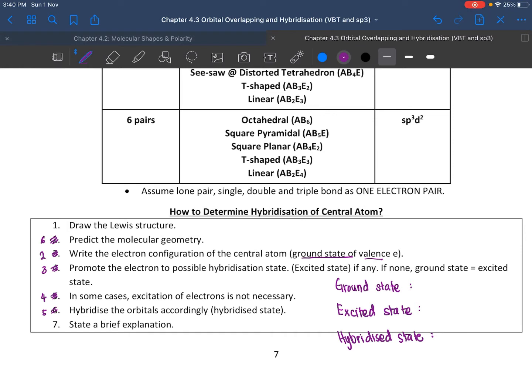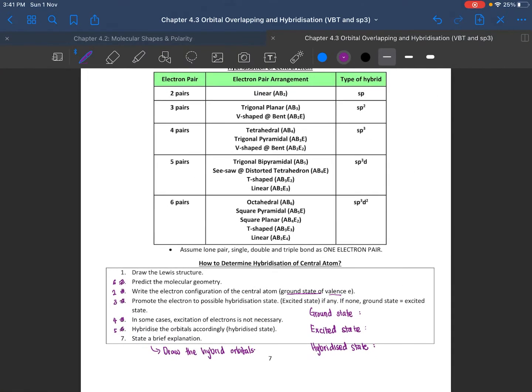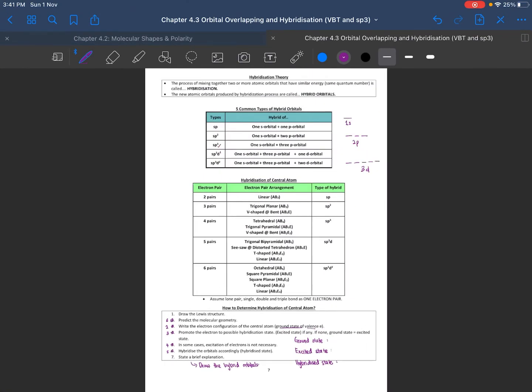And then, next, the last step adalah state a brief explanation ataupun the way we explain. Our explanation is just by draw the hybrid orbital. Okay, so draw this hybrid orbital. Alright, so let us jump to example.